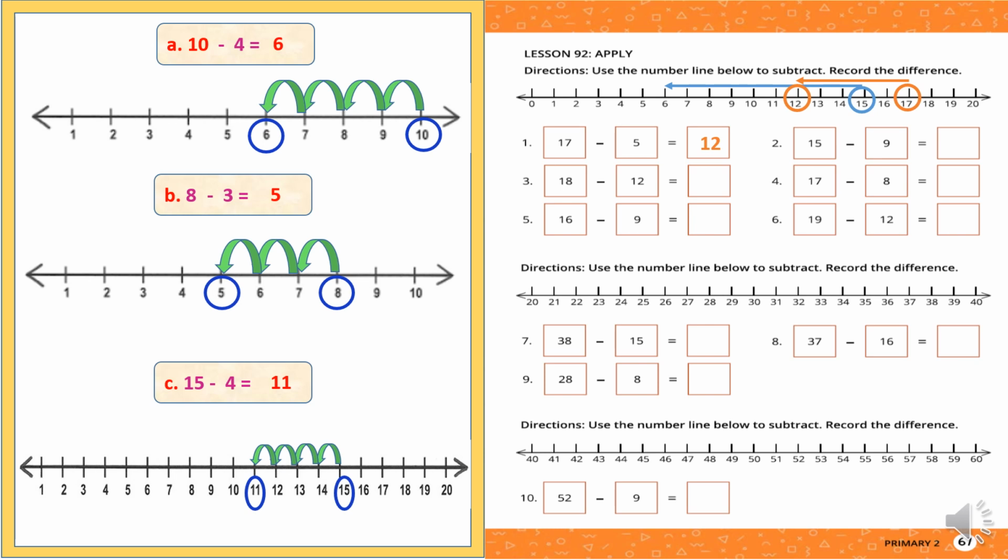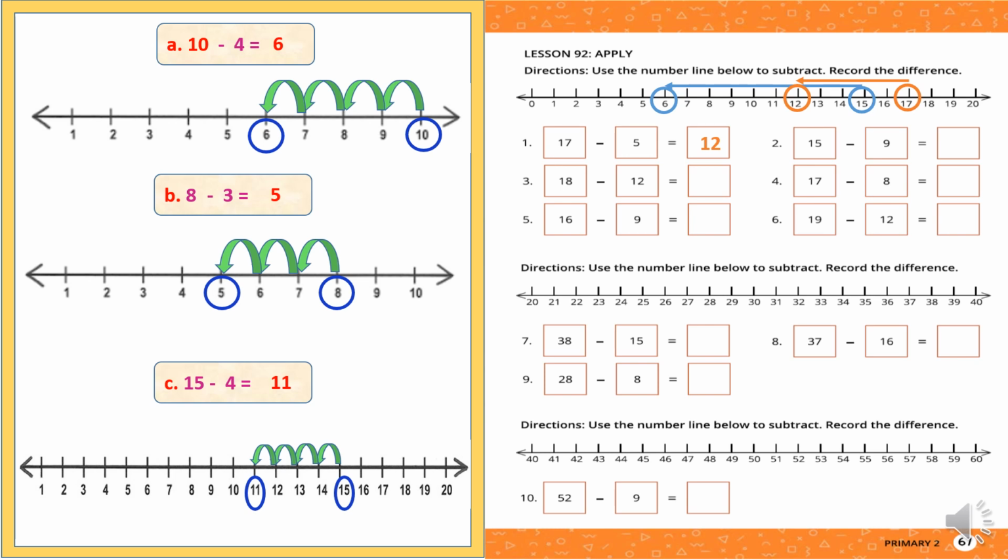Question number 5. 16 minus 9 equals what? We started at 16 and we will count back 9 steps. 1, 2, 3, 4, 5, 6, 7, 8, 9. We stopped at what? We stopped at 7. So 16 minus 9 equals 7. Also, you can solve it by counting from the small number 9 to reach the big number 16.